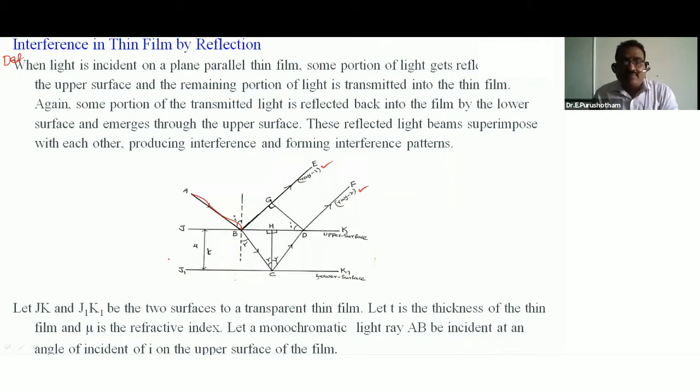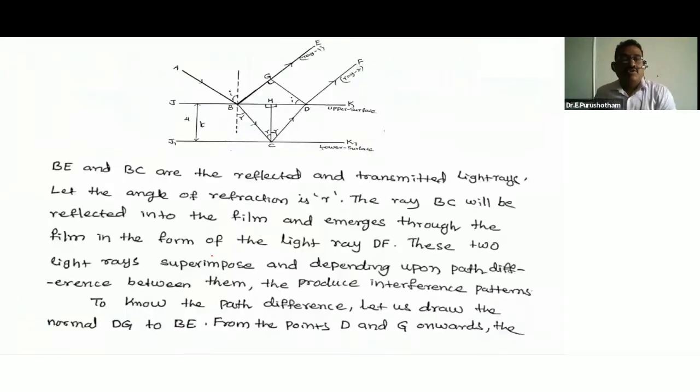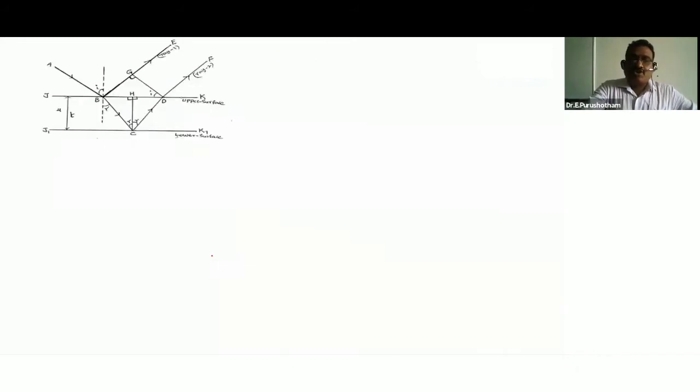Let JK and J1 K1 be the two surfaces. Mu is the refractive index, t is the thickness of the sample. You can see here. So just observe, I am going to draw this. You take your pen and paper. I am going to draw here.